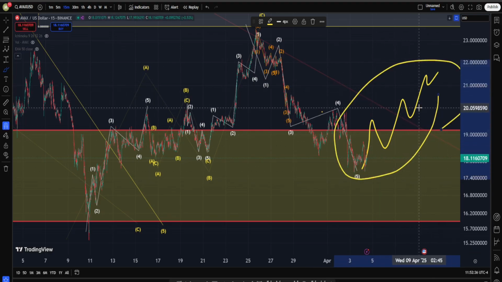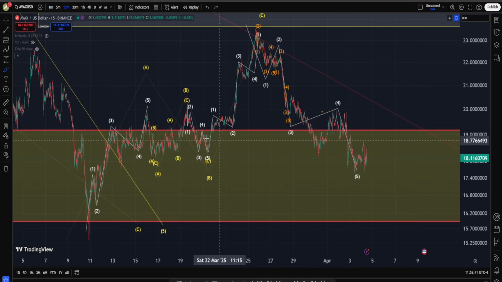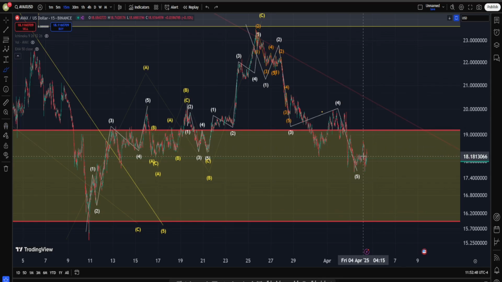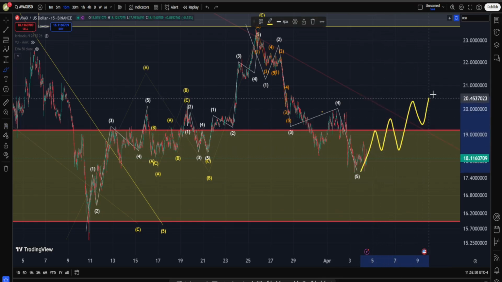but I don't really have a lot of hopes for this move, because in my opinion, now that we have taken the low of our B leg in here, any kind of move up, according to my primary case at least, most likely is going to be just a simple correction structure and not an impulse.